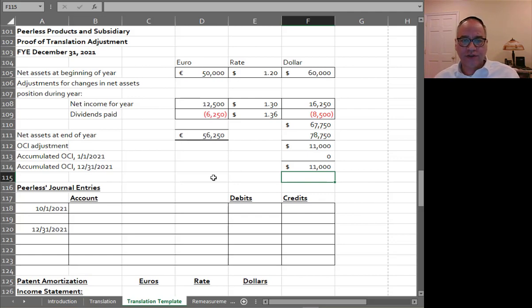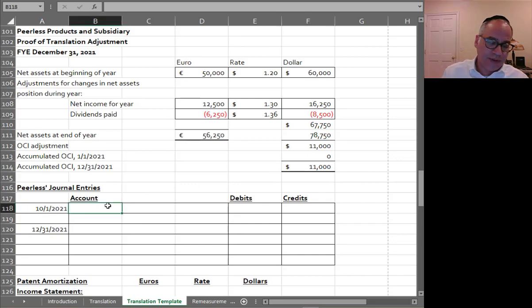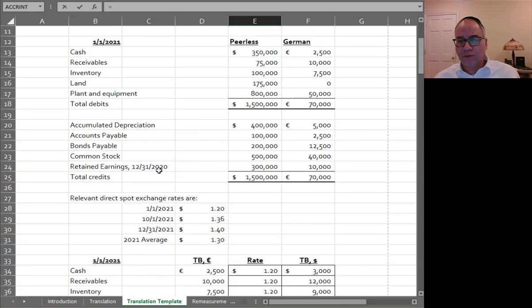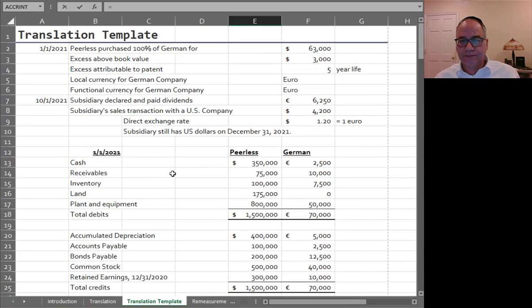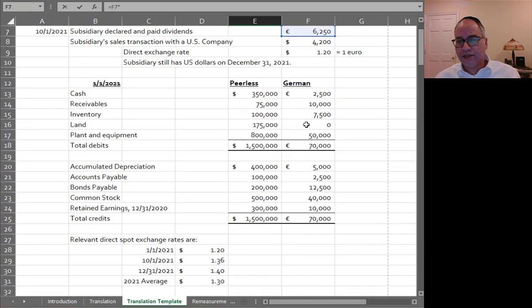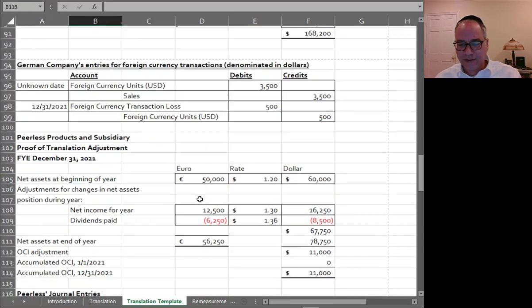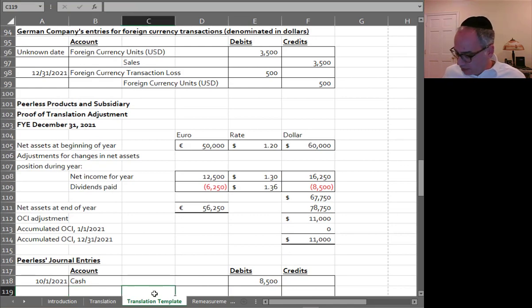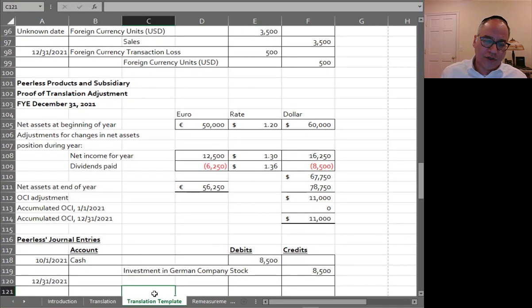Here are the listed journal entries during the year. One journal entry would be to receive this dividend. The dividend was for 6,250 euro, exchanging at $1.36, or 8,500. So you would debit cash for 8,500 and credit investment in German company stock, because that's the journal entry when you receive dividends under the equity method.